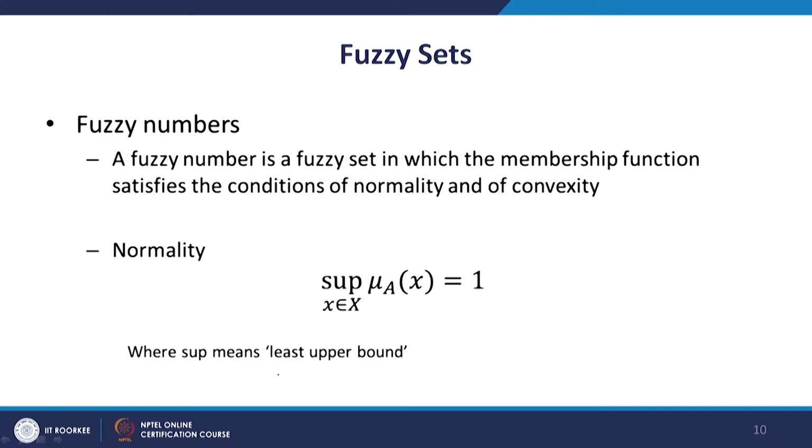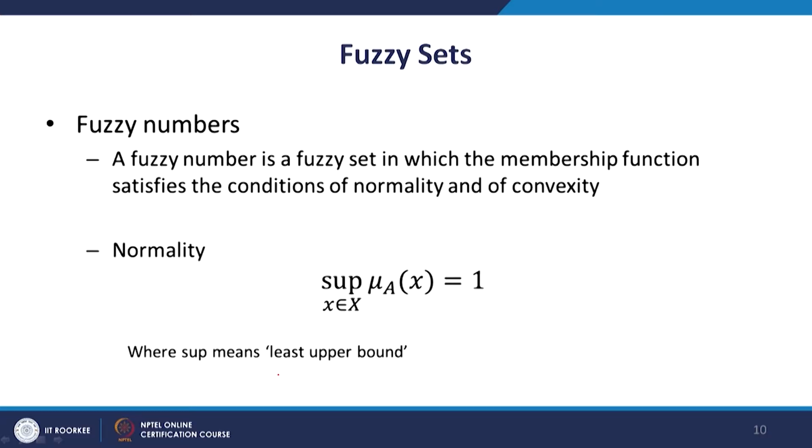A fuzzy number is a fuzzy set in which the membership function satisfies the conditions of normality and of convexity. So, a fuzzy number is also defined as a fuzzy set only, but with certain conditions to be satisfied, the first one being that of normality and the second of convexity. So, what do we mean by normality here? By normality we mean this.